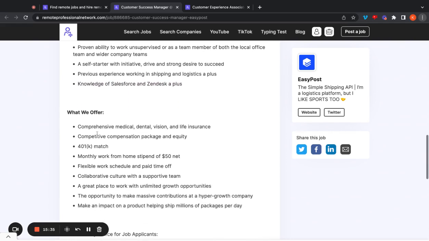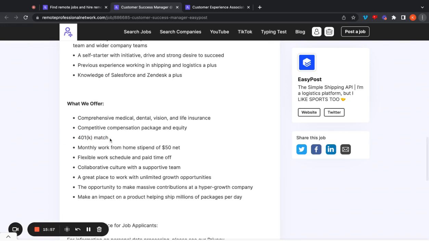What they offer: medical, dental, vision, and life insurance, a competitive compensation package and equity, and a 401k with a match, which is always what you want, guys, especially if you're planning to retire. That's going to be big for you there. Make sure, this is not financial advice, but if you do get a position that has a 401k with a match, always at least contribute up to the match to get your free money.